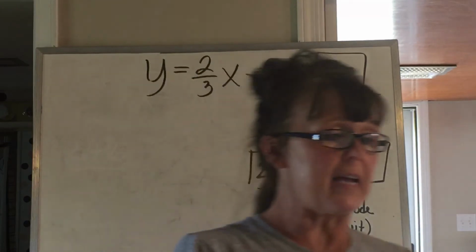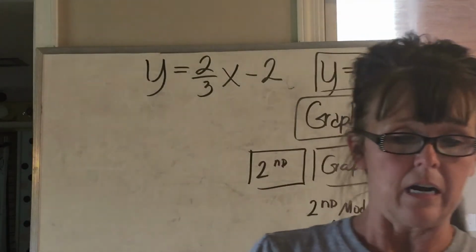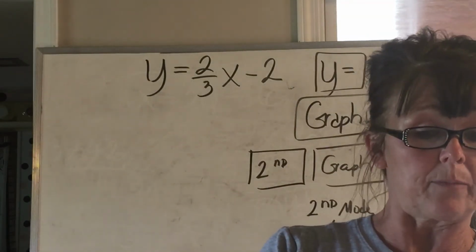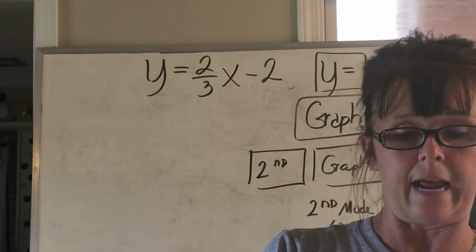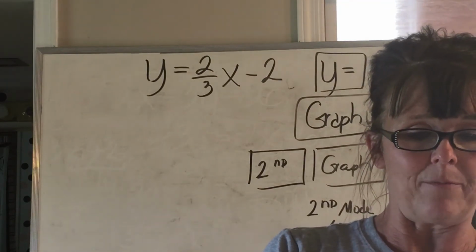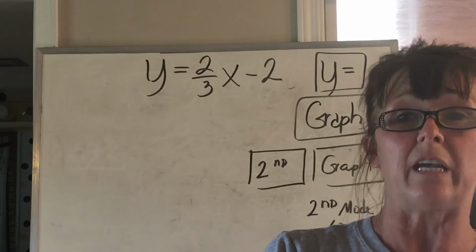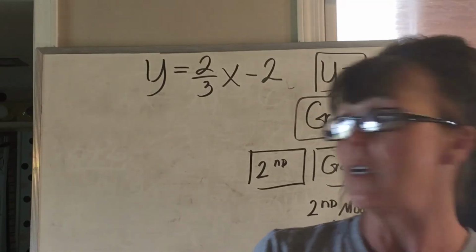And I see all these ugly decimals on this calculator. Don't want the ugly decimal ones. So I'm going to scroll down. And I'm going to get that, 0, -2.